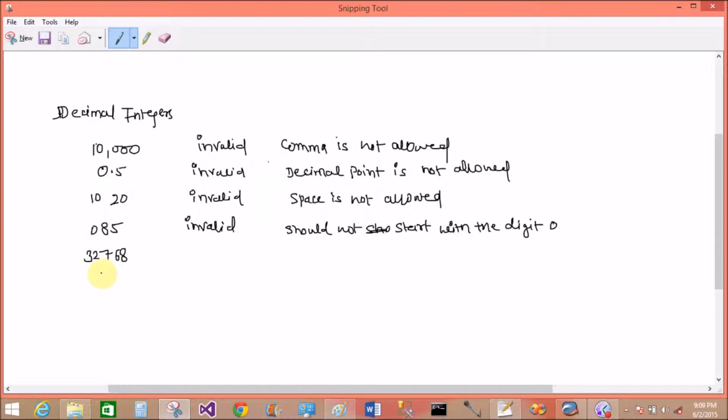32768 is out of range. The integer range is such that 32767 is the last integer number according to the compiler, so it is out of range. Minus 3269 is also invalid due to range.